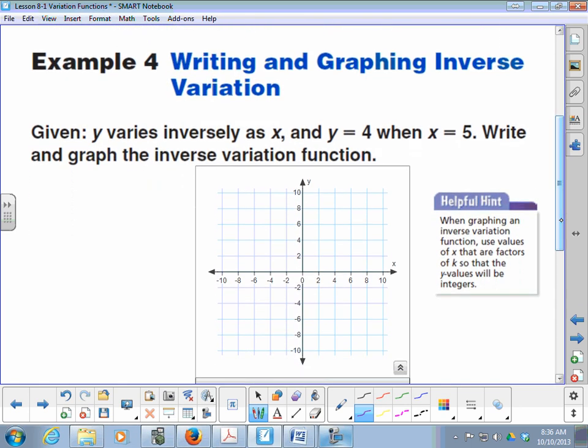So this says y varies inversely. Like I said, we're always looking for that. Okay? Varies jointly, varies directly, varies inversely. I'm looking for any of those 3 things. Okay? Direct, joint, inverse.